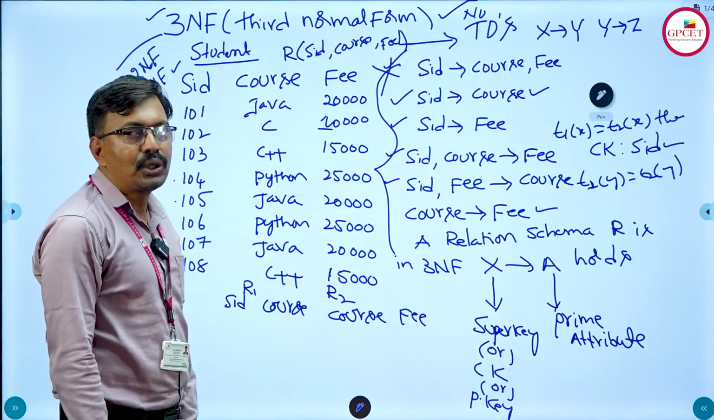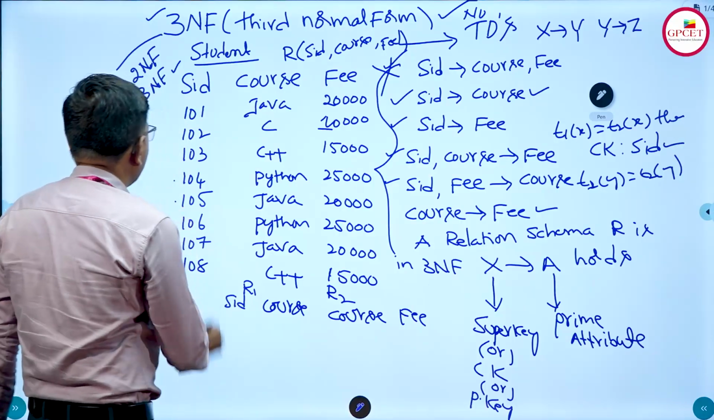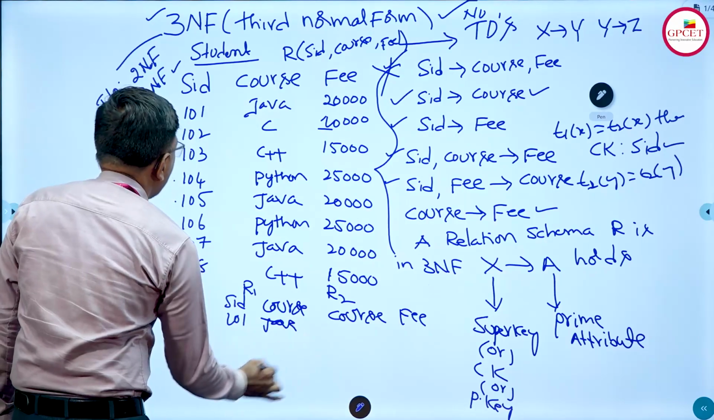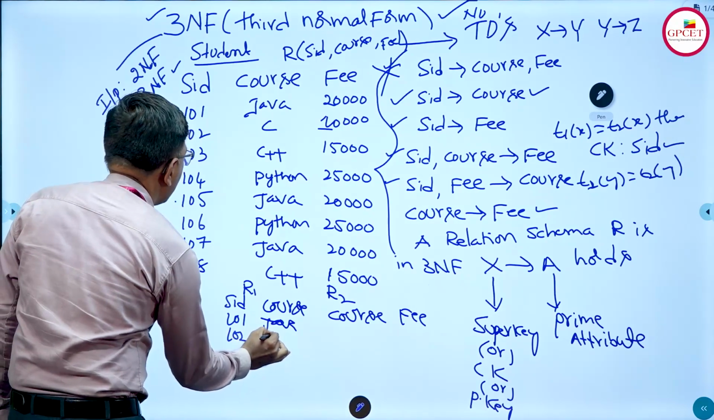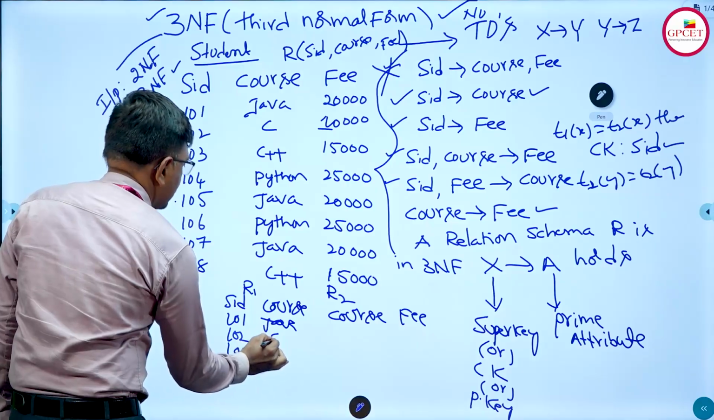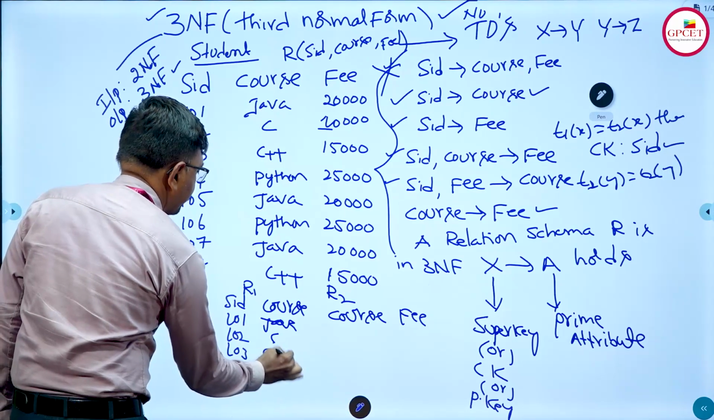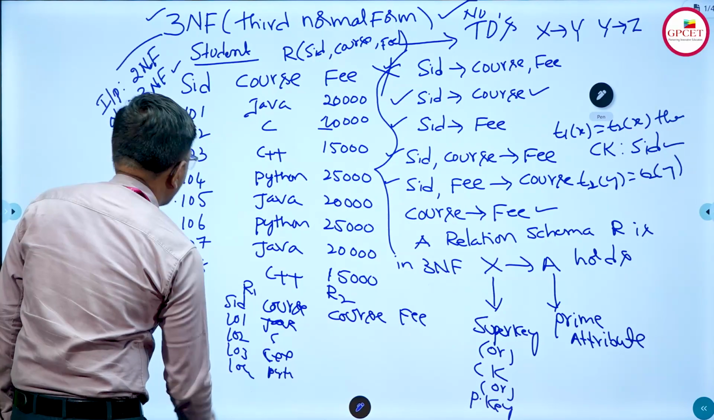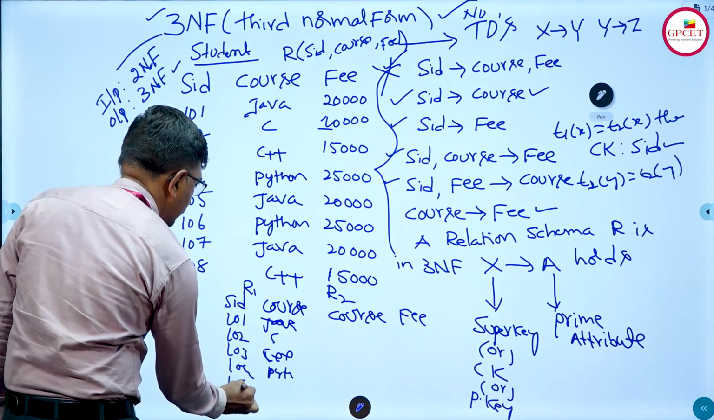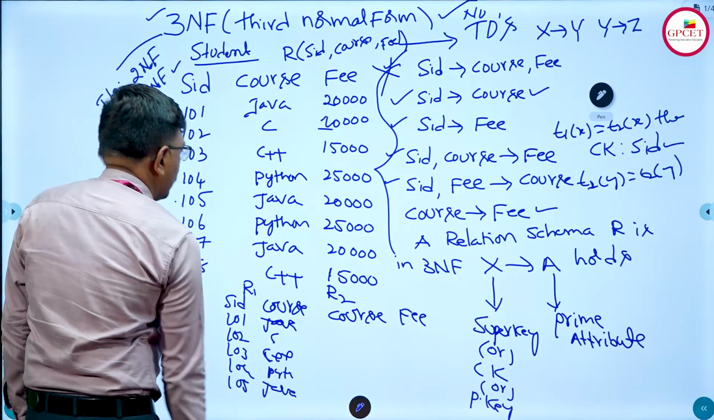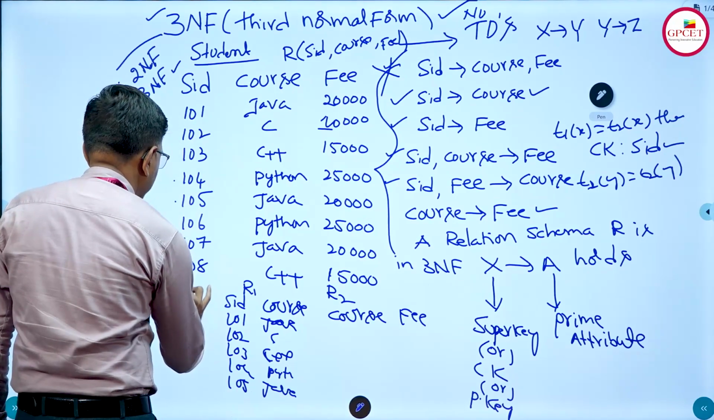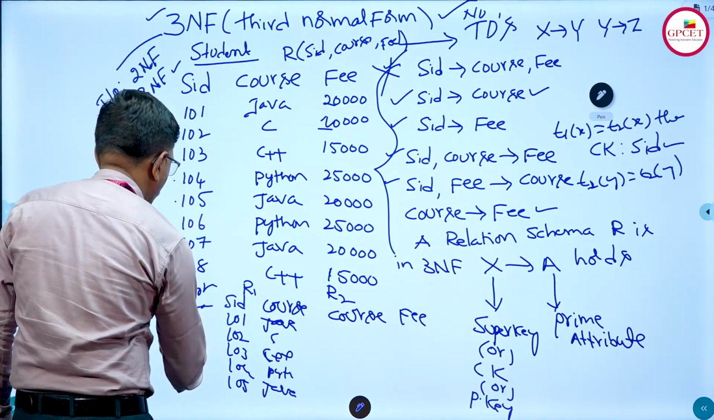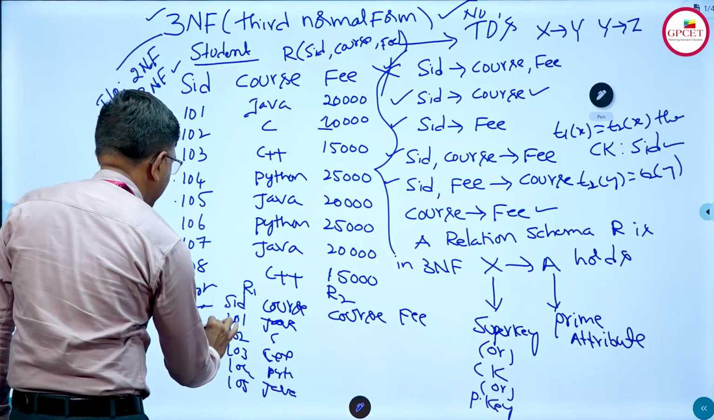It can decompose into two tables. Clear? And what is the first one? 101 Java. 102 C. 103 C++. 104 Python. 105 Java. 106 Python. 107 Java. 108 C++. That is one relation.